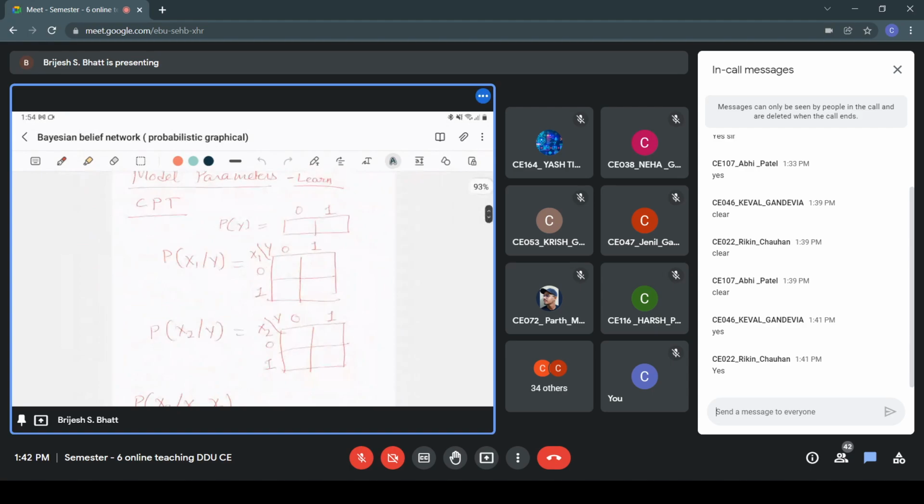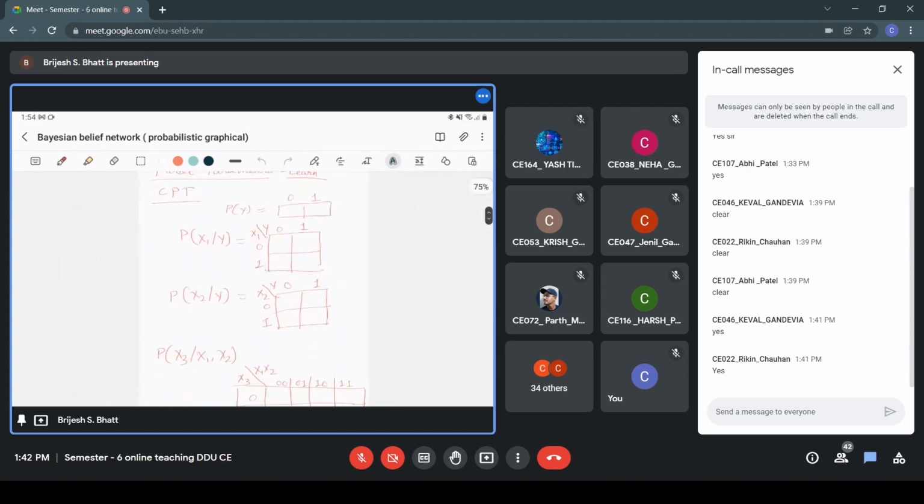So for this figure, we need four tables. One for the probability of y, one for the probability of x1 given y, one for the probability of x2 given y, and one for the probability of x3 given x1, x2. Right? And how do we learn these conditional probability tables? Who will answer this? How do we fill in this table? Where do we get these values from?